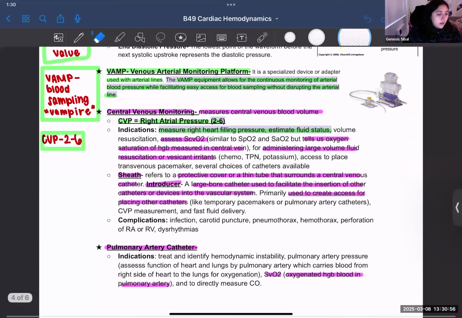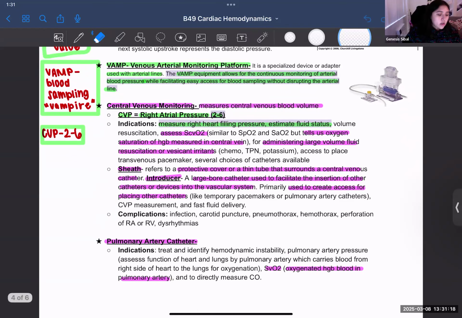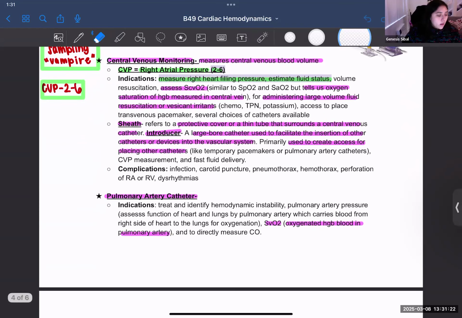For VAMP, basically, what I was talking about, it allows for continuous monitoring of arterial blood pressure, and it actually has easier access for blood sampling without disrupting the arterial line, in case you don't want to keep poking your patient. That's not fun, not cool. I kind of said VAMP, it sounds like a vampire. So blood sampling is what you're able to get from that as well, and it can be added to an arterial line. So a venous arterial monitoring platform, you can add that for those things as well.